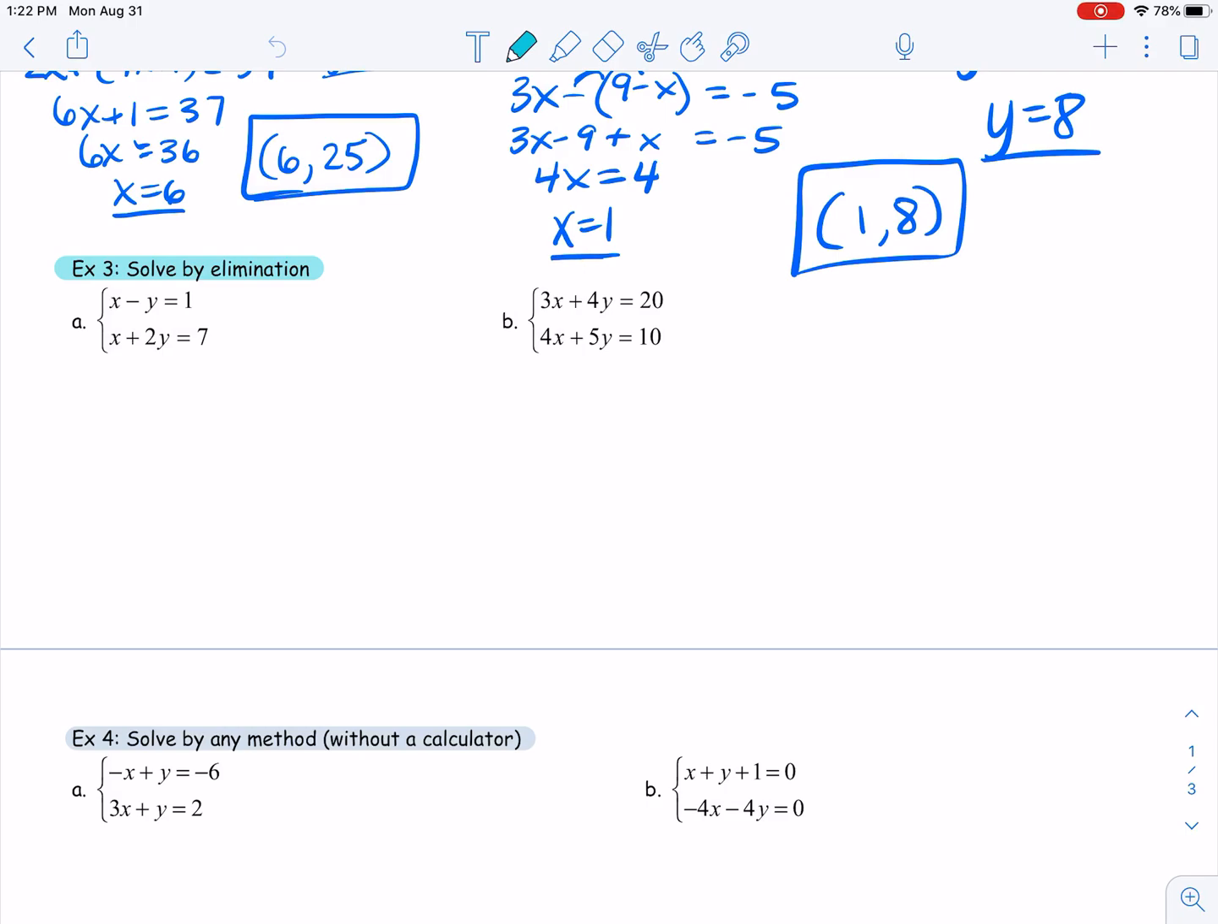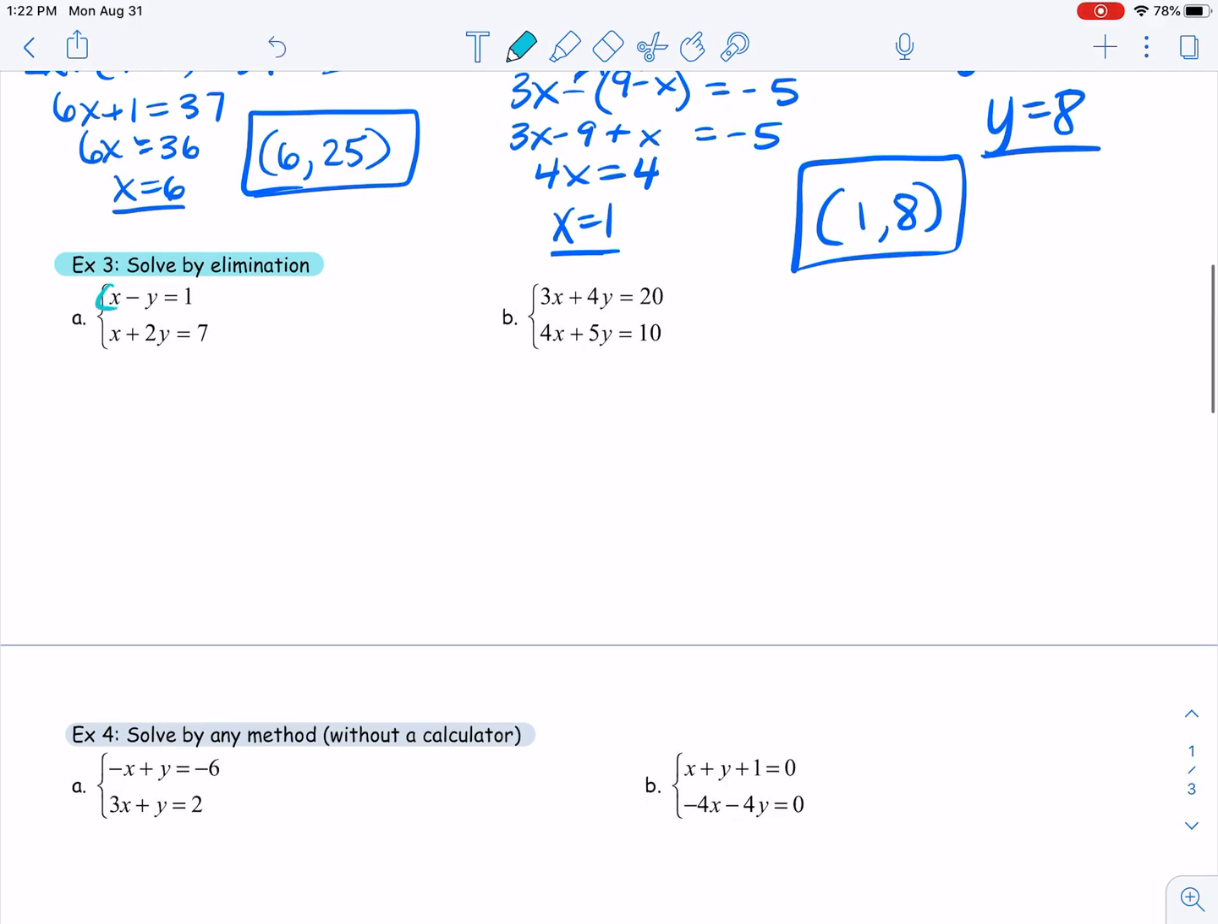So I'm going to go ahead and multiply that first equation by a negative. So that means I get a negative x plus y equals a negative 1. And when I combine it with the second, I notice my x's cancel out. I get 3y equaling 6. Solving for y, I get y to be 2, which is great.